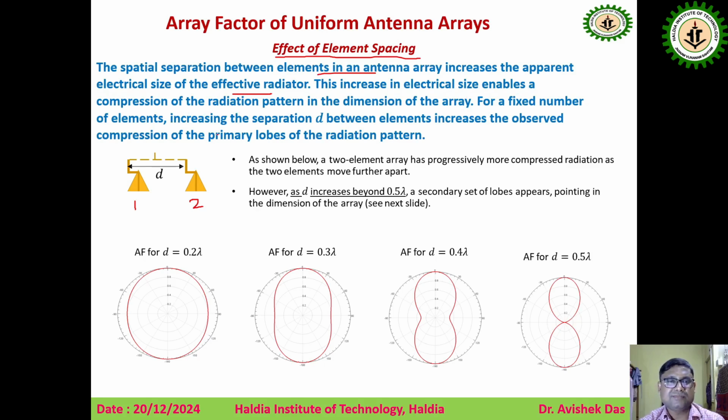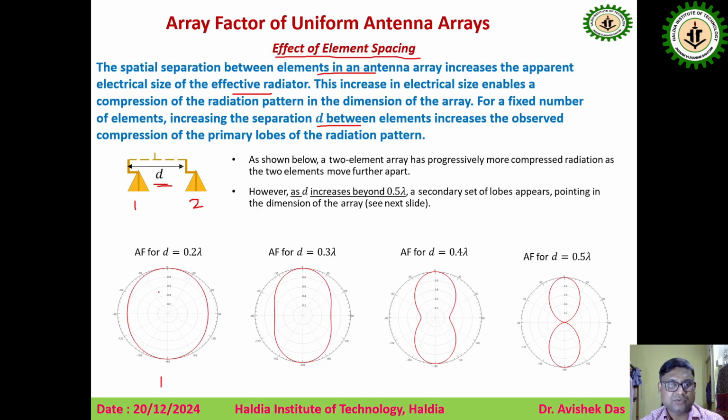So for a fixed number of elements, increasing the separation d between the elements increases the observed compression of the primary lobes of the radiation pattern. Here we discuss the effect of element spacing. Element spacing means that we consider a linear antenna array where the number of elements is fixed, but we only change the distance d between the two elements. So what will be the effect on the array factor? That we will discuss.